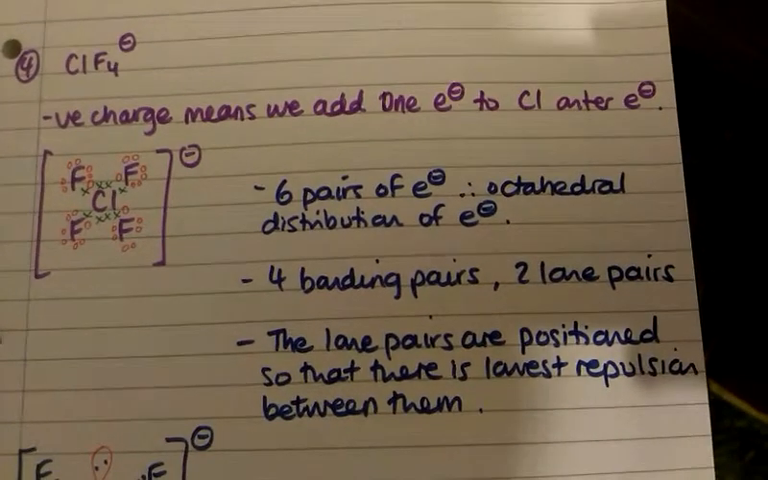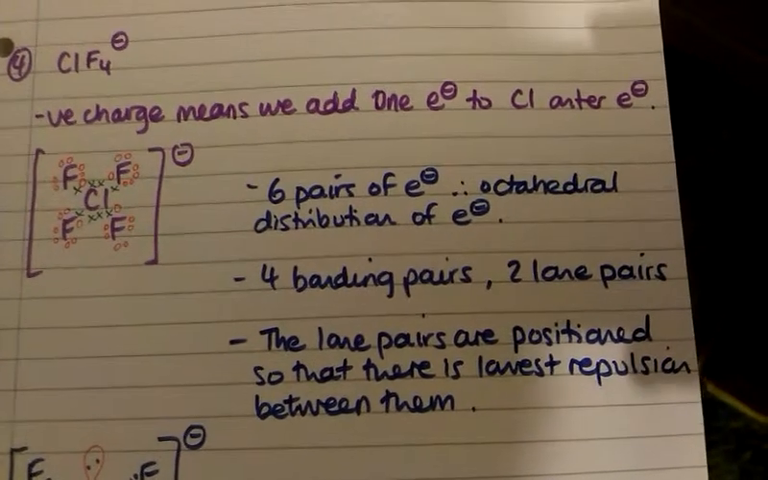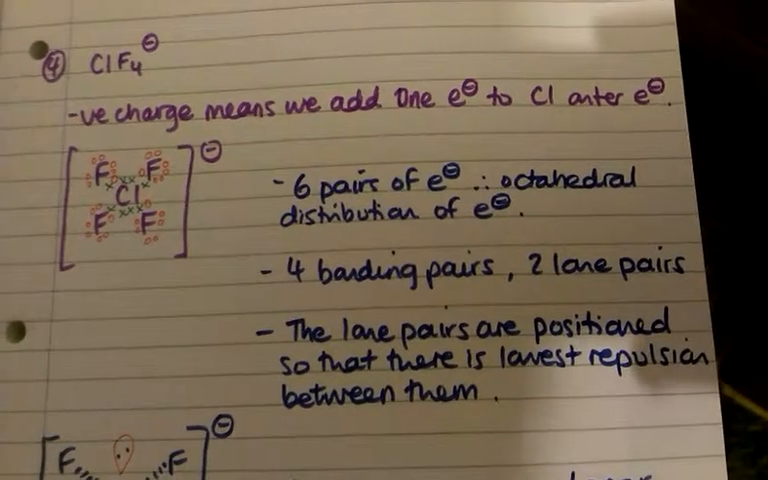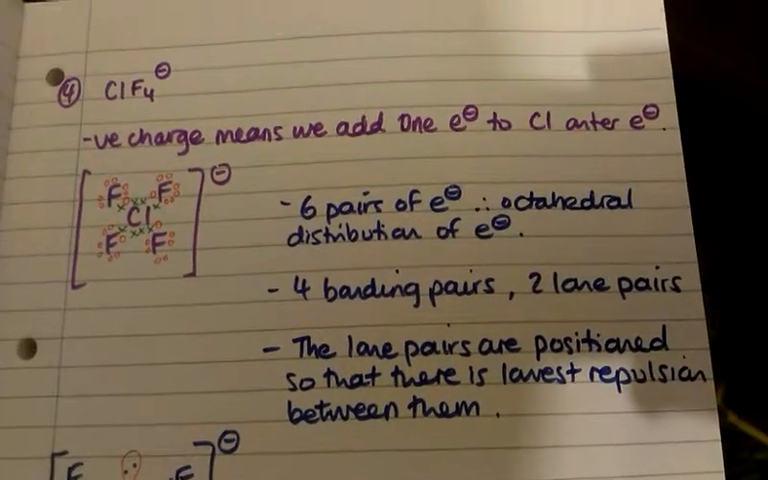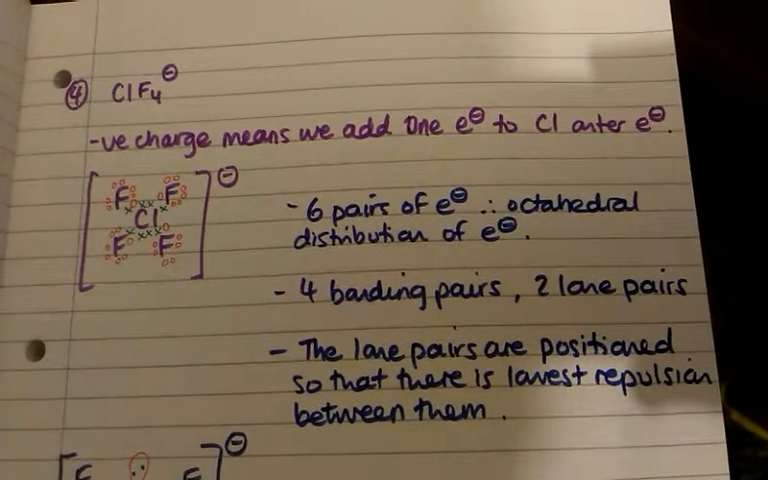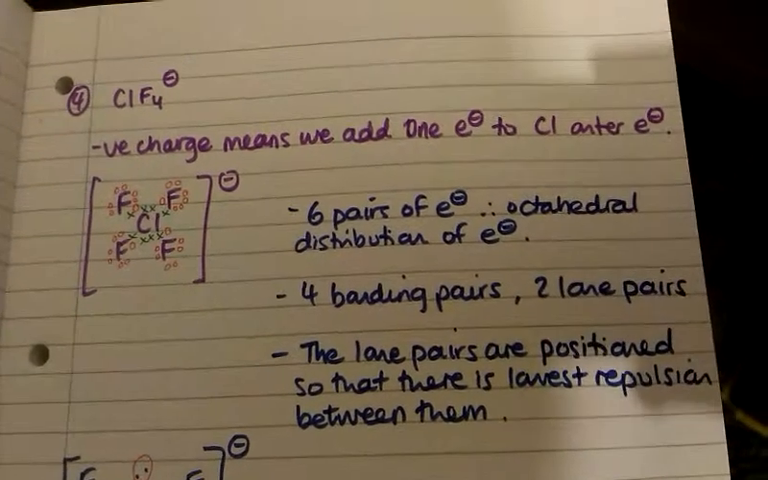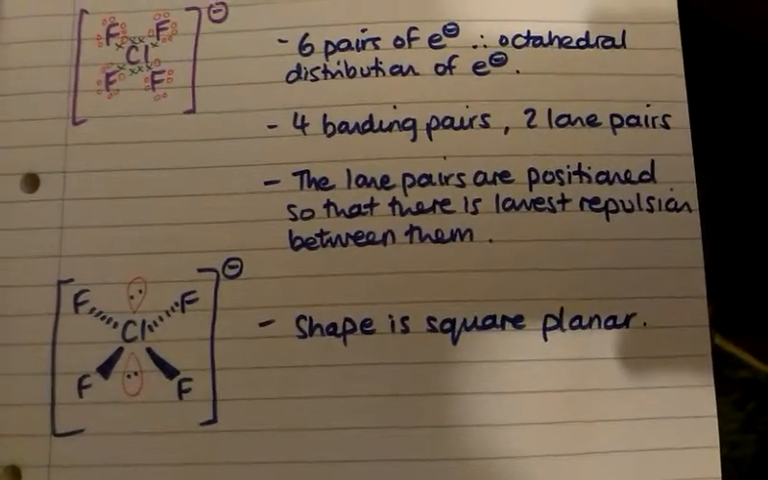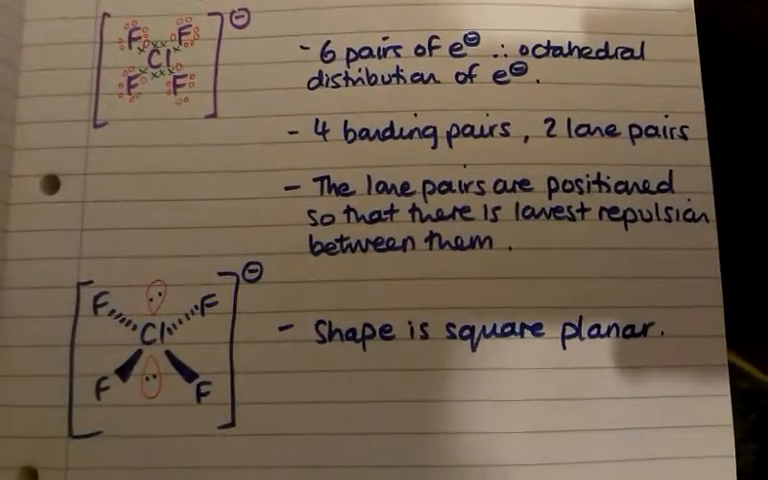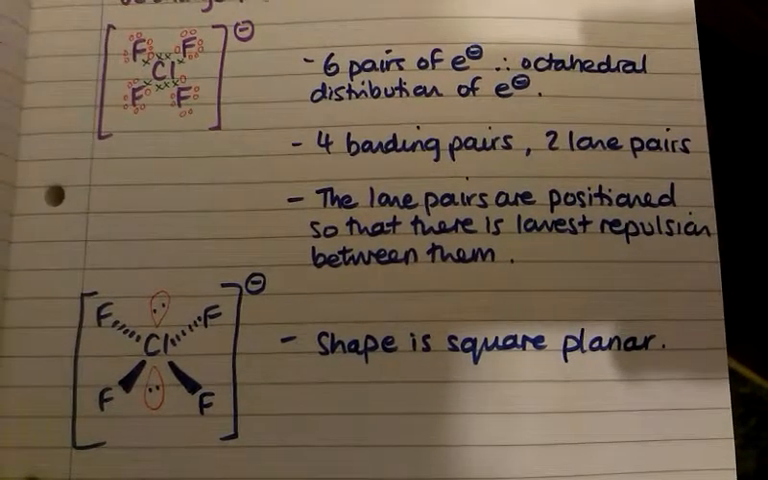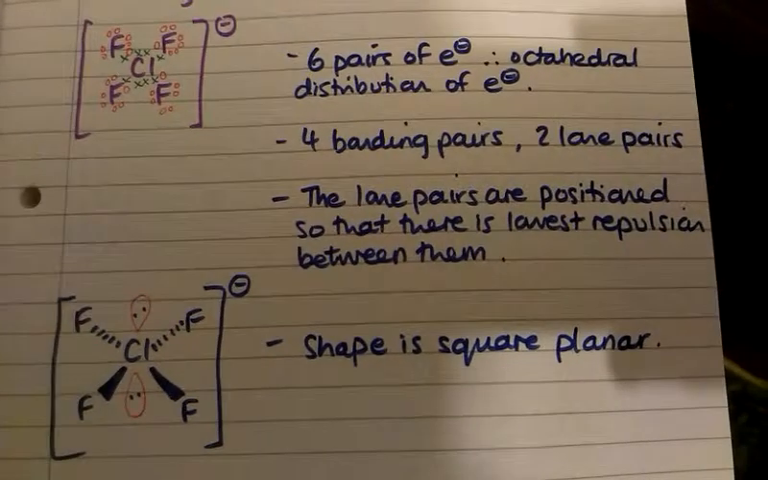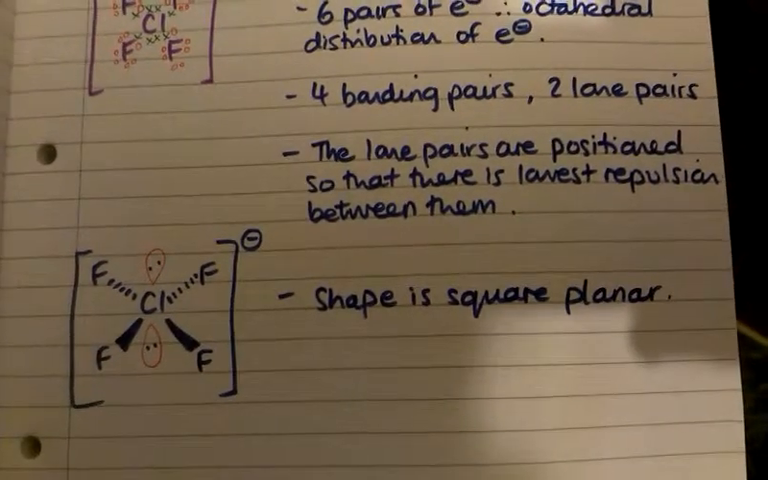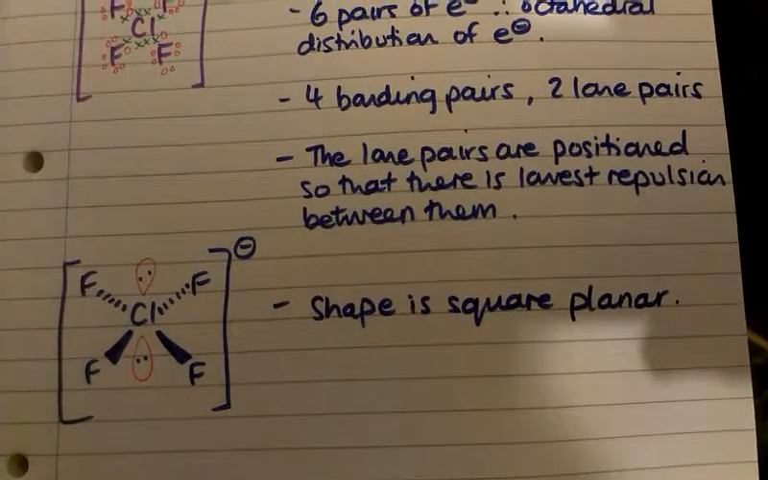And if you remember from my first video on shapes of molecules and ions, electrons like to position themselves so that there's lowest repulsion between them. And because the lone pairs repel each other more than they repel the bonding pairs, they would be positioned 180 degrees apart, with the fluorines perpendicular to the position of the lone pairs. And the shape of the ion is called square planar.